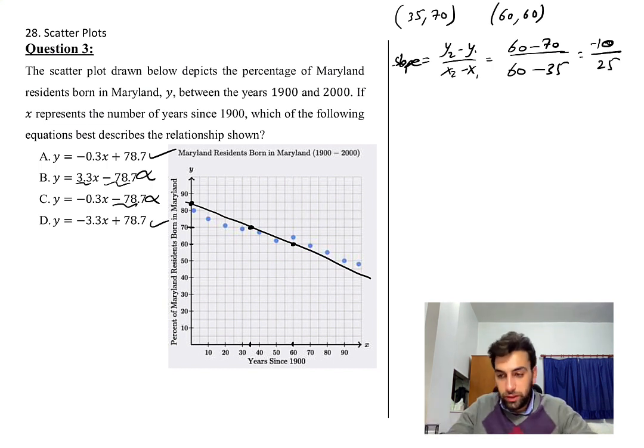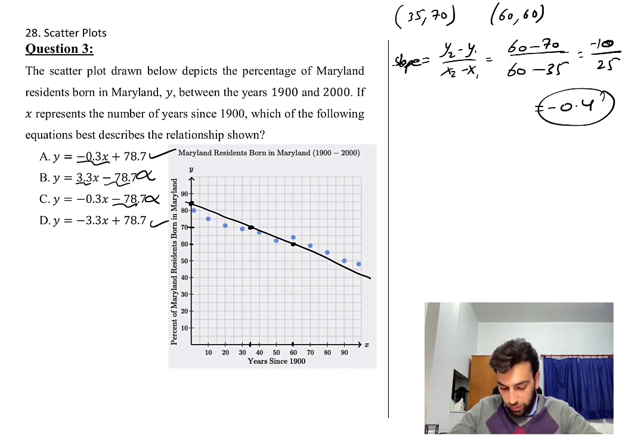That's approximately minus 0.4. So this value is closer to minus 0.3 than to minus 3.3. Thus I would reject choice D and take choice A.